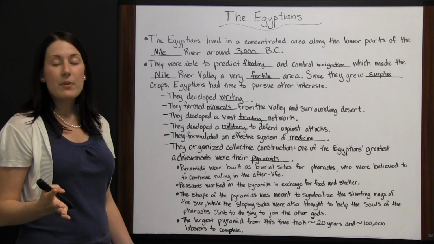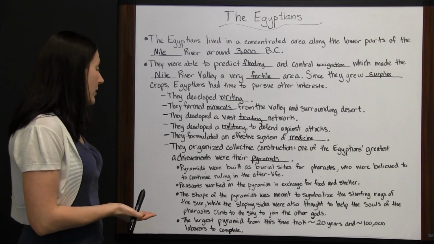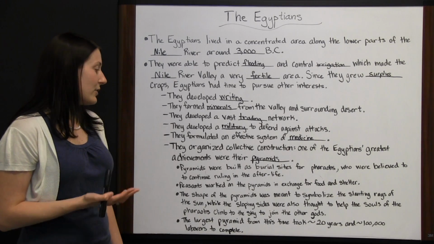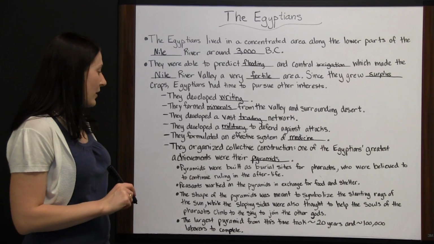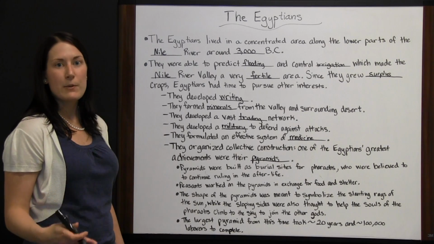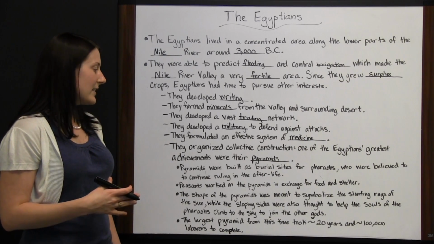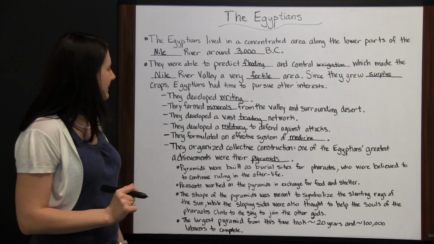And just to give you an example of how much time and how much labor a pyramid might take, the largest pyramid from this time took around 20 years and around 100,000 laborers to complete. So if a pharaoh came into power, he better start getting his pyramid built really quickly, because by the time it was done, it would be about the time he was going to be needing it.